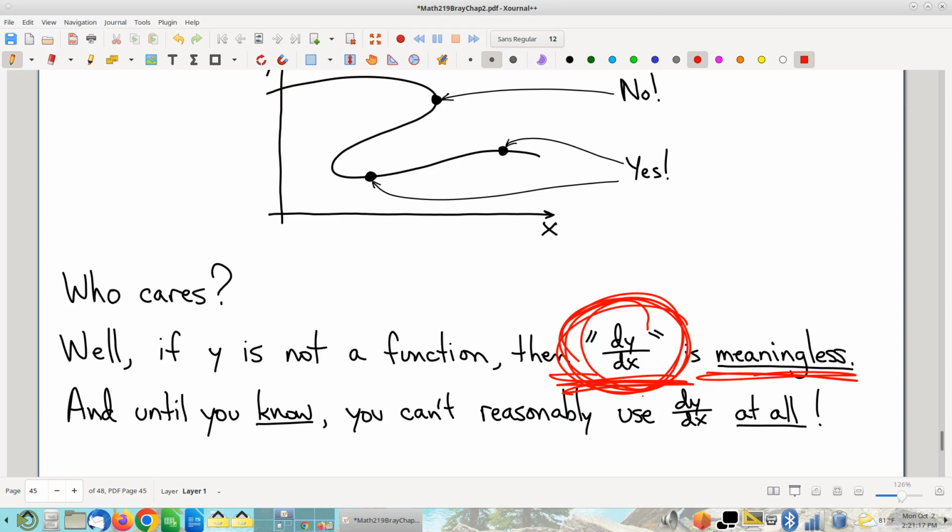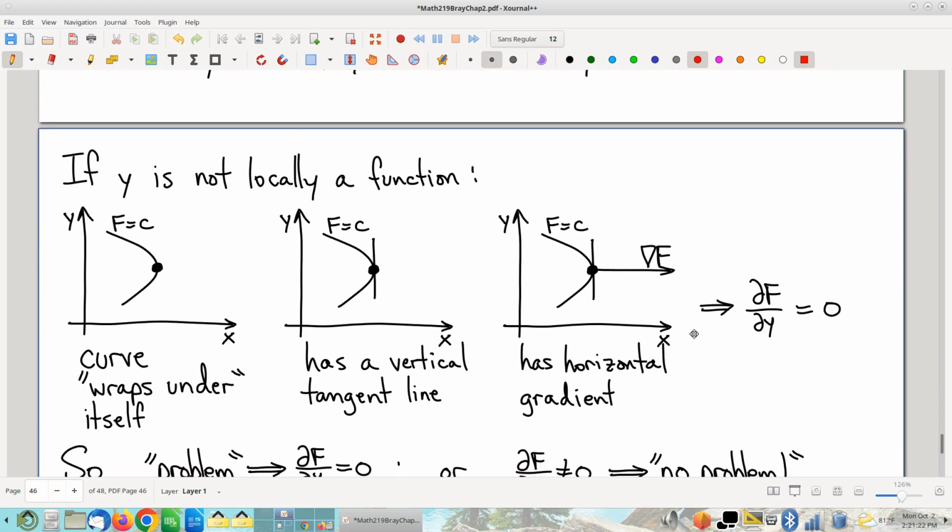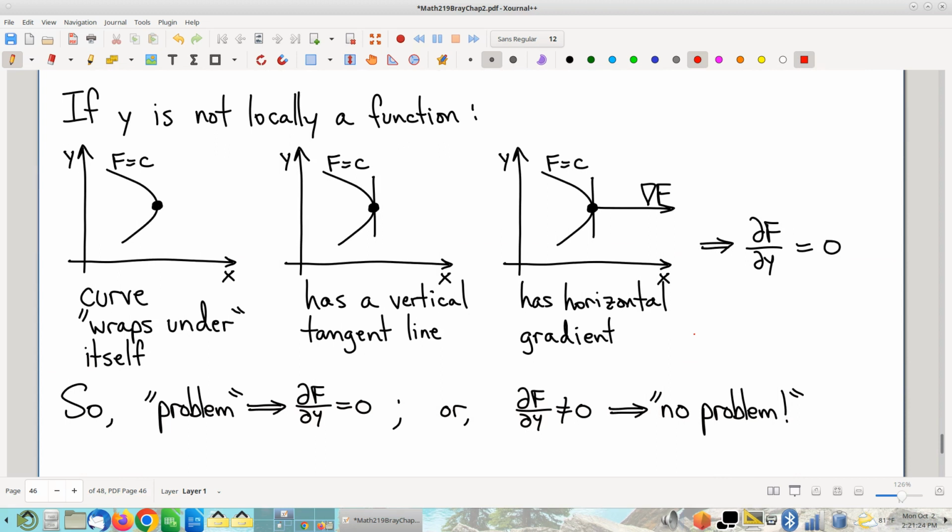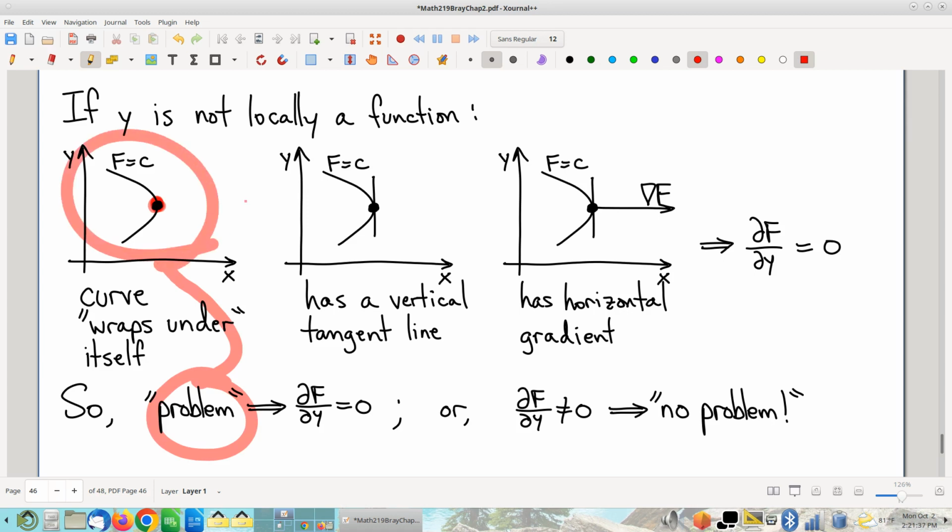All right. So the argument, and again, this is not at all intended to be rigorous. This is intended to be sort of intuitively satisfying. The idea is if you have a problem, let me get into highlighter mode. This is what a problem looks like. The problem is if the curve is at that very moment in process of wrapping under itself. That's the problem. Well, another way to say that is that it has a vertical tangent line.